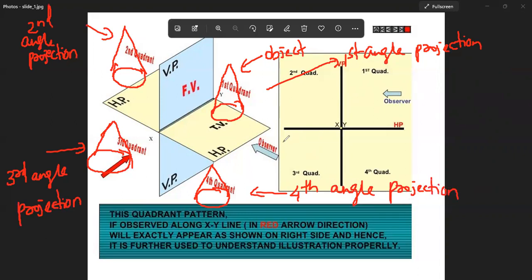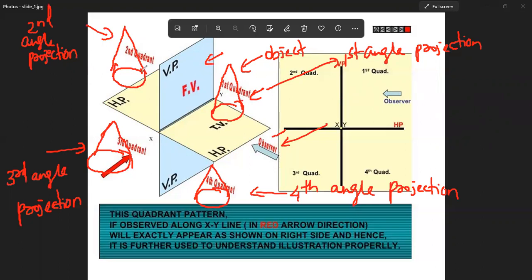Okay. And here you can see this is the position of the observer. So our question is, in first angle projection, where is the position of the observer, object, and the plane of projection? In first angle projection, the position is like this: observer, object, and plane of projection.